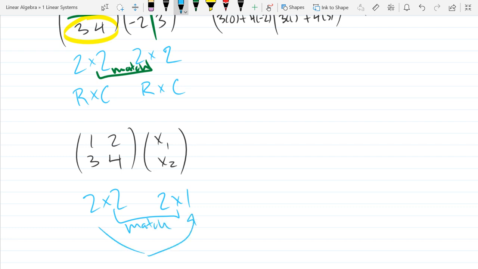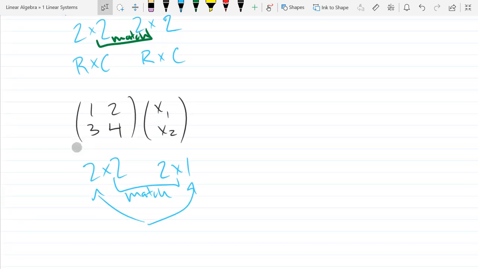So I'll just draw two arrows. Outer dimensions are the dimensions of the product. So we multiply this out, we're going to have a 2 by 1 matrix.